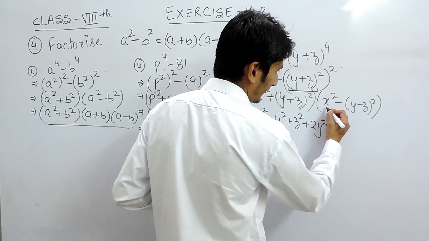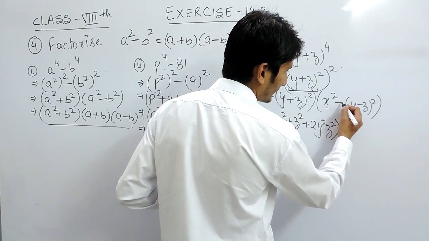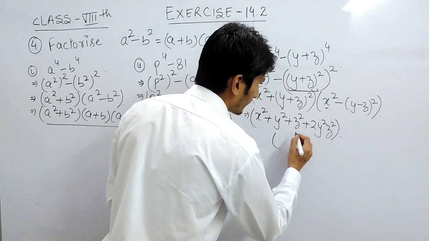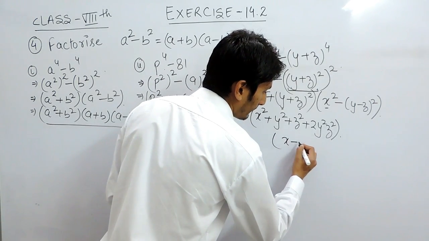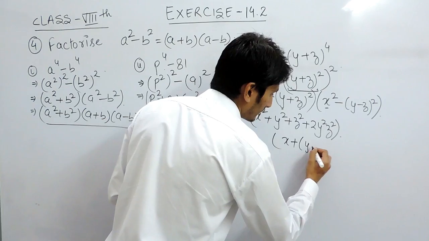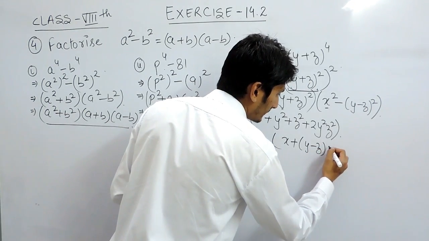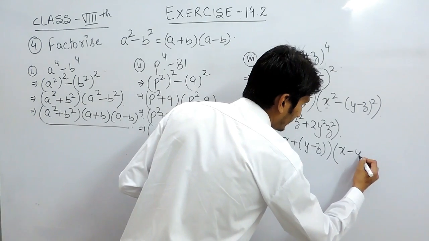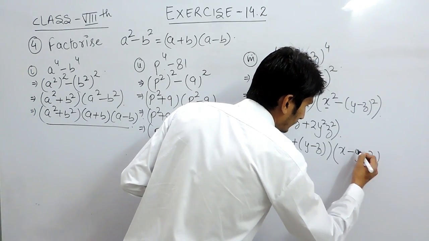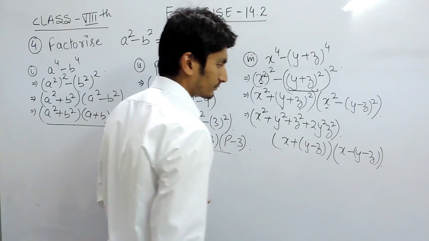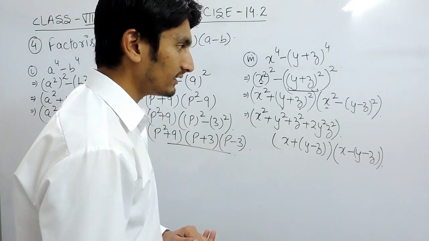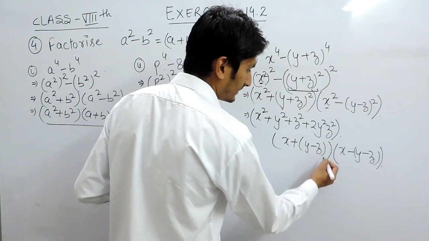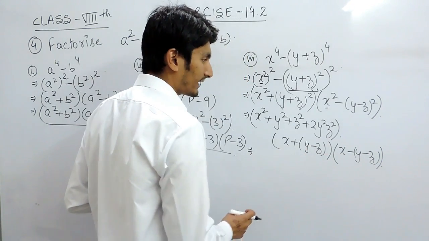this is a square minus b square. So this can be written as a plus b and a minus b. So this should be the second factor, and if you want to further solve it, you can expand, or you can say open this bracket.